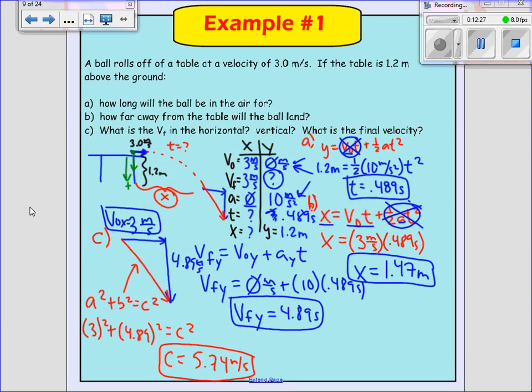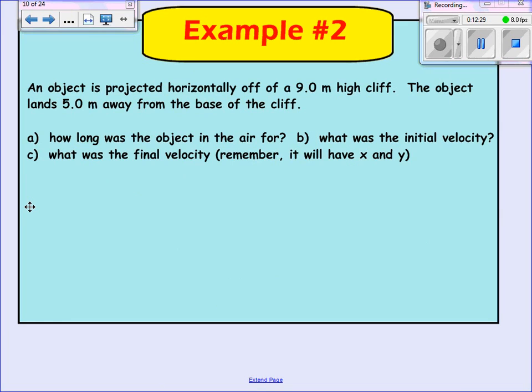All right, we got a little bit of time left. Let's go ahead and look at the next problem. An object is projected horizontally off of a 9-meter high cliff. The object lands 5 meters away from the base of the cliff. A, how long was the object in the air for? B, what was the initial velocity? And C, what was the final velocity? Remember, it will have x and y components.